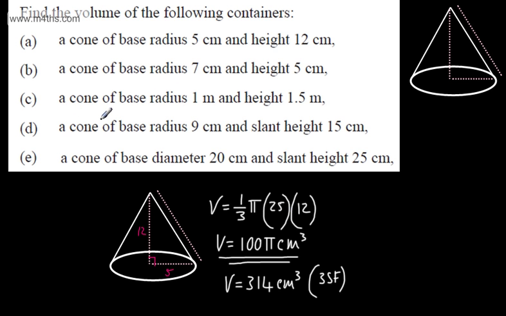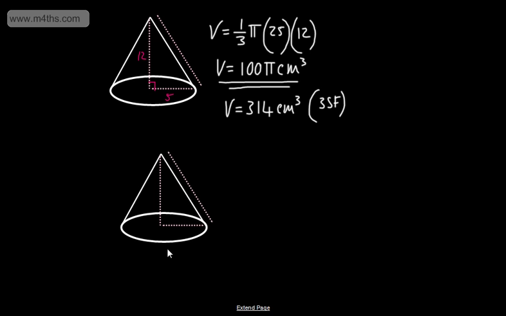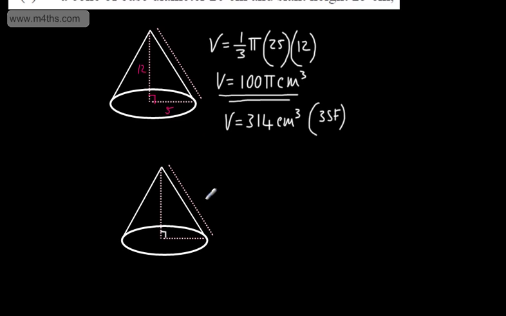This time we have a cone of base radius 9 and a slant height of 15. So we've got a bit more work to do here, and what I'm going to do is model this up. So this time we're given the slant height. The slant height isn't the perpendicular height. So if I just look at this now, we've got our right angle just here, and we're given now that the slant height on here is going to be 15. So this is 15, this one is going to be 9.